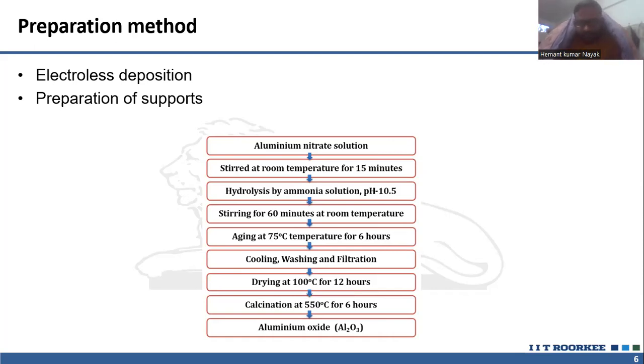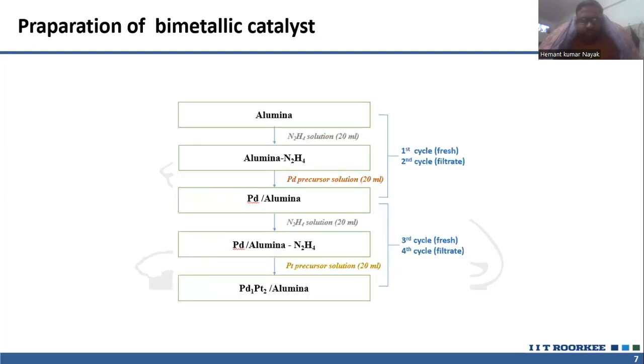After filtration, the filter cake we have to dry at 100 degrees for 12 hours, and then we have to do calcination to remove volatiles and moisture. It will be at 550 degrees for 6 hours. Then we can produce the aluminum oxide. So this is the support.